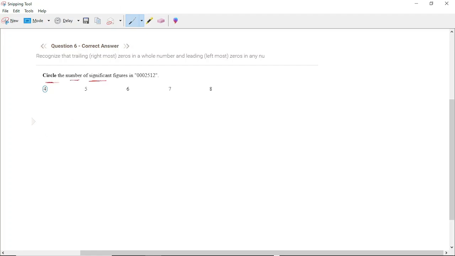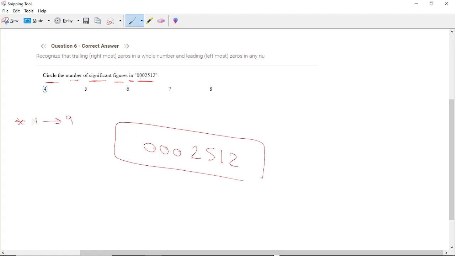Circle the number of significant figures in 000512. We mentioned before that to get a significant figure, the significant digit has to be 1 to 9: 1, 2, 3, 4, 5, 6, 7, 8, 9. For zeros, if they are leading or trailing zeros without a dot, they will be non-significant.